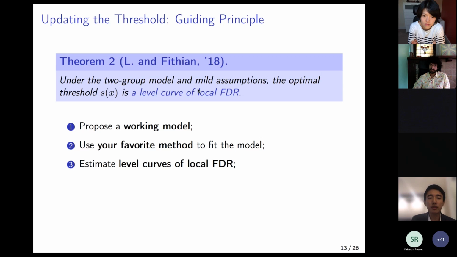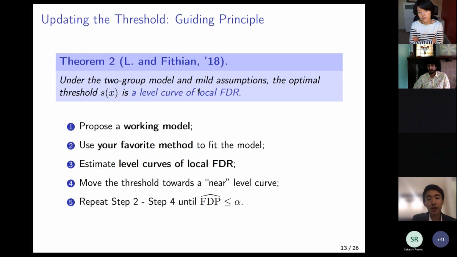So what we want to do is we first propose a working model. By working model, we mean that this is a model you believe, but it doesn't have to be true. Then you use your favorite method to fit the model, and then you estimate the level curves of local FDR. And what you can do here is that you can move the threshold towards a near level curve.